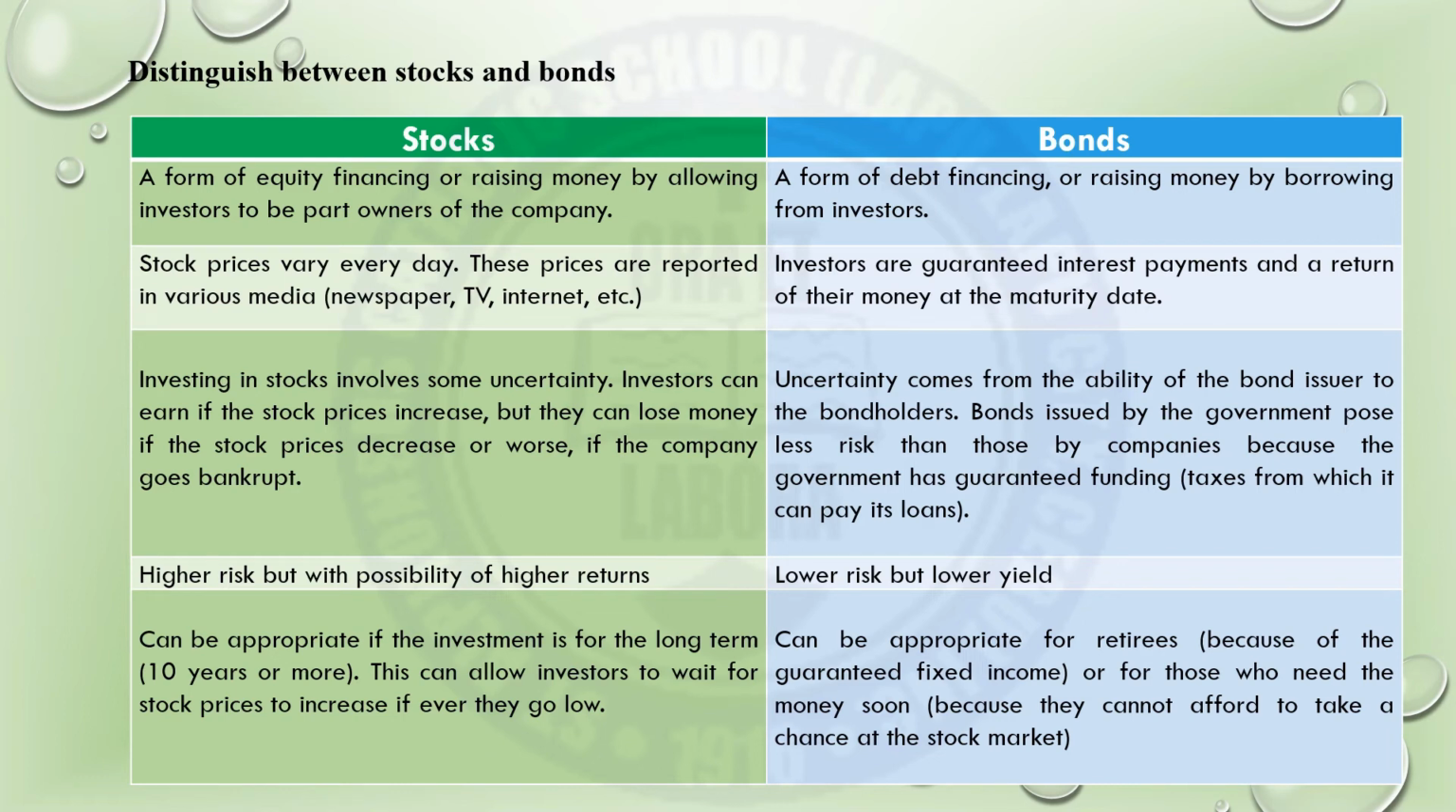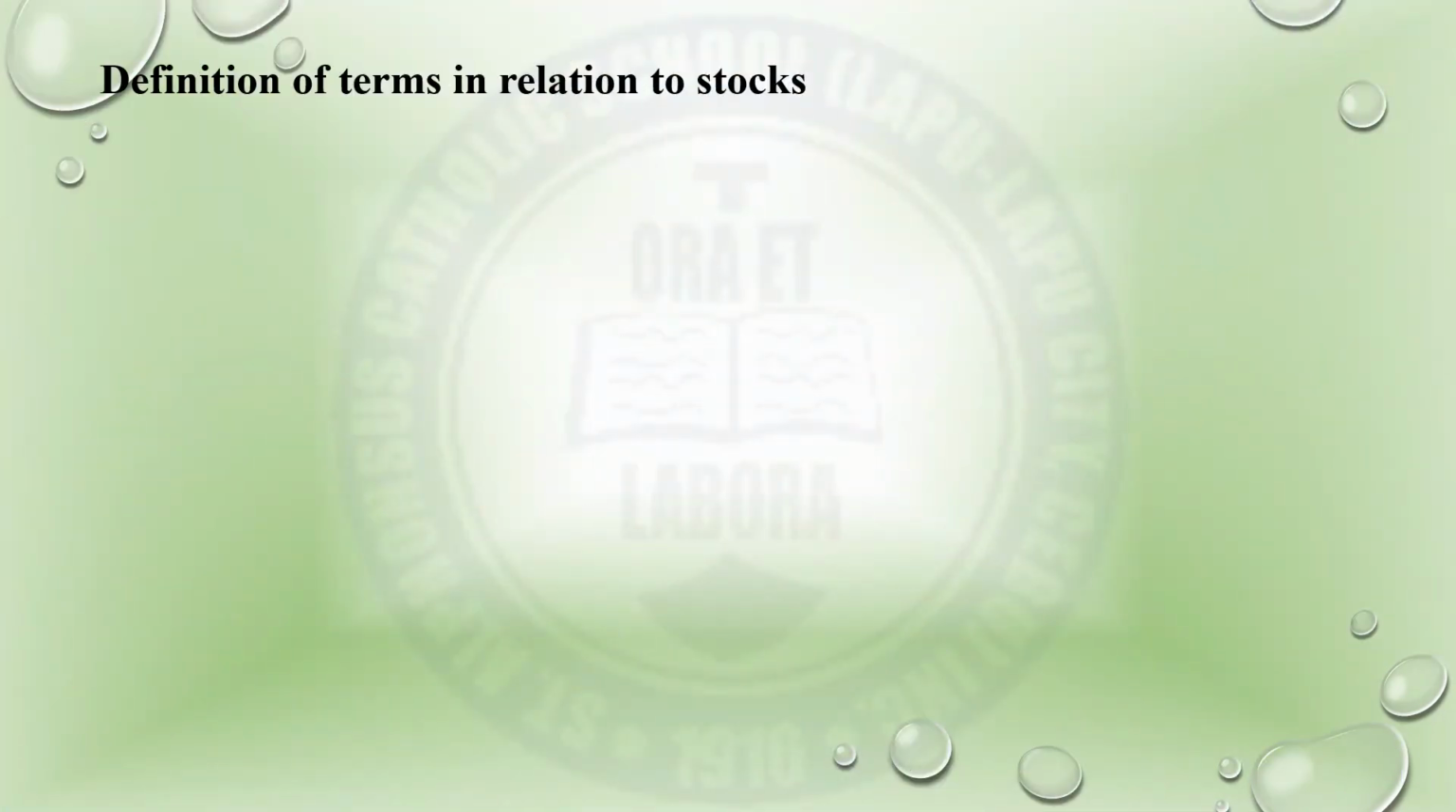For stocks, it can be appropriate for retirees because of the guaranteed fixed income, or for those who need the money soon because they cannot afford to take a chance at the stock market. For bonds, we will try to consider the definition of terms in relation to stocks.